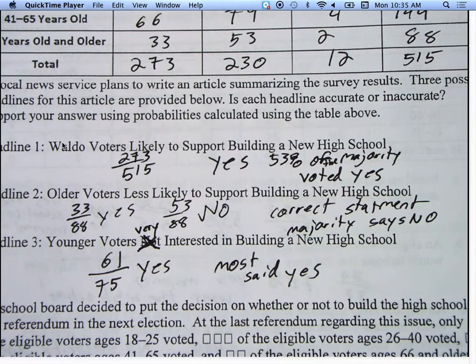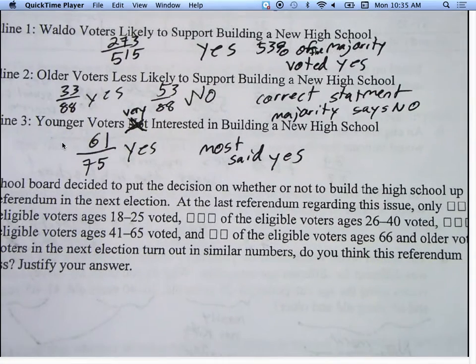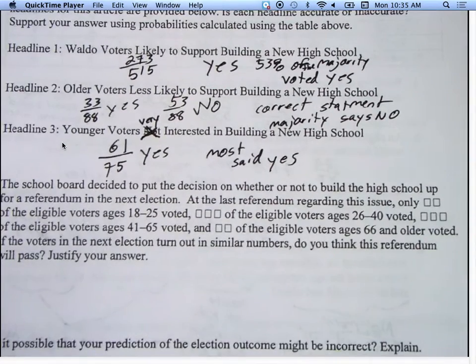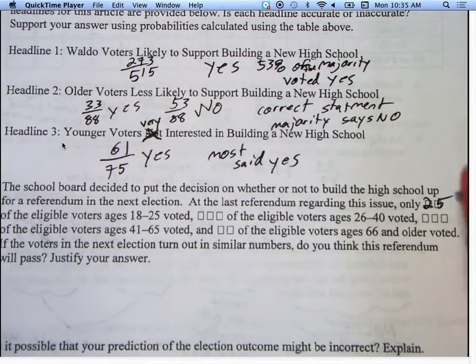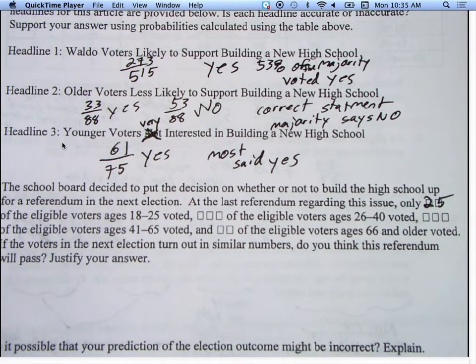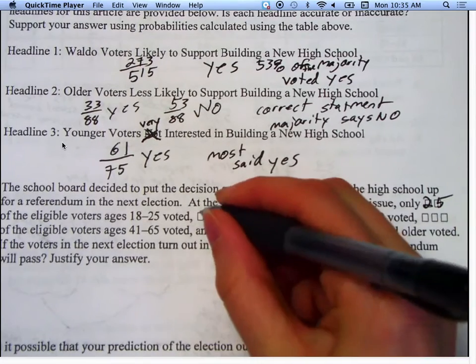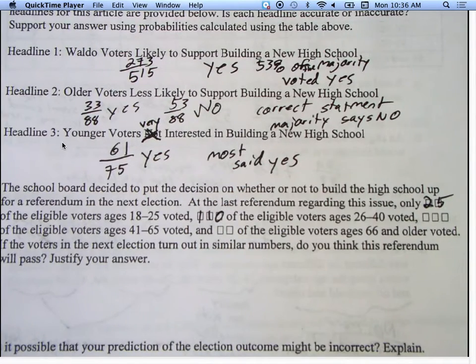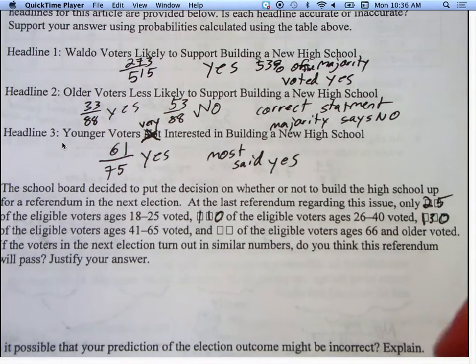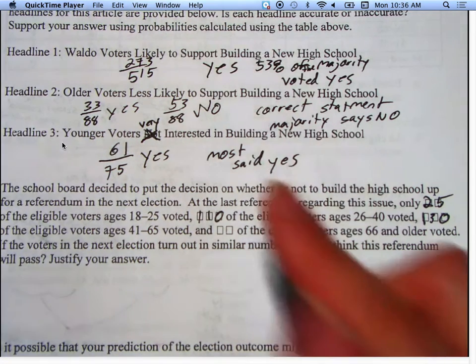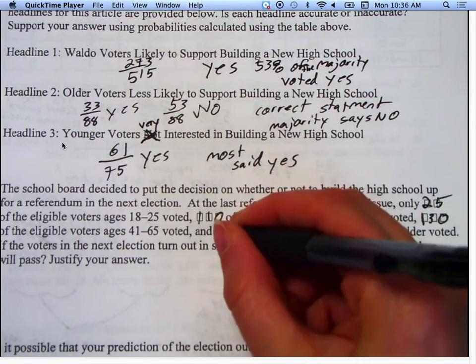Okay, we're gonna start number 3. First of all, it deleted the numbers for some reason. So let's fix that a little bit. At the last referendum regarding this issue, only 25 of the eligible voters were 18 to 25. Only 110 of the eligible voters 26 to 40. Only 130 from 41 to 65. And then only 80 were over 65.